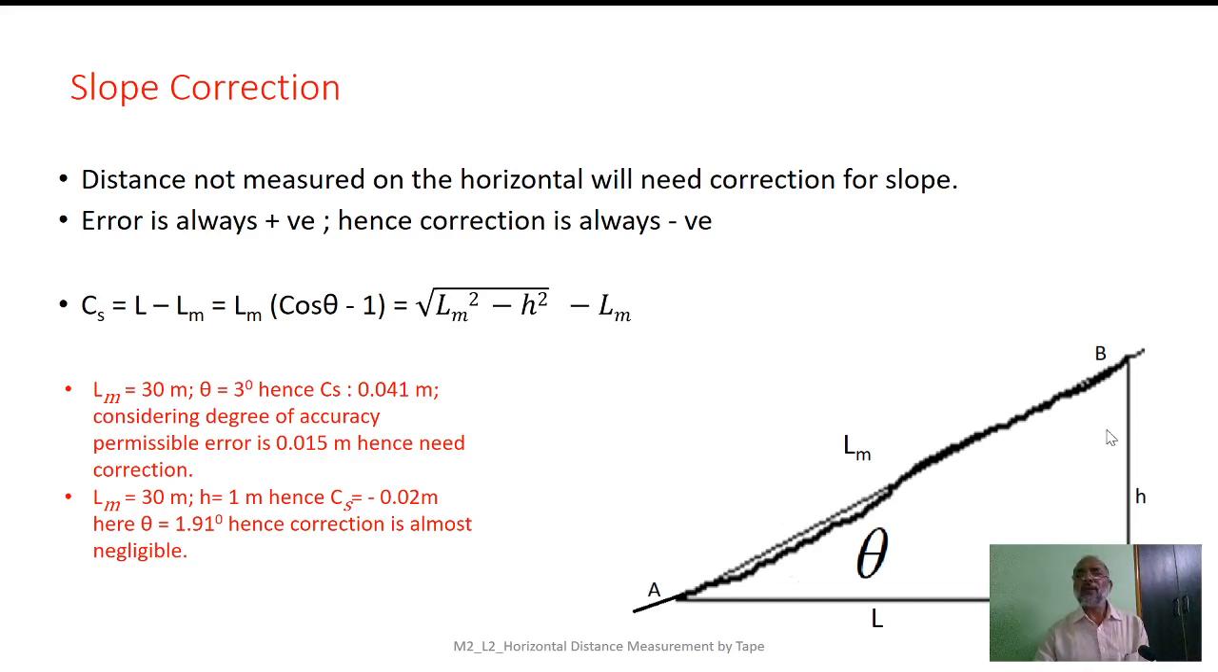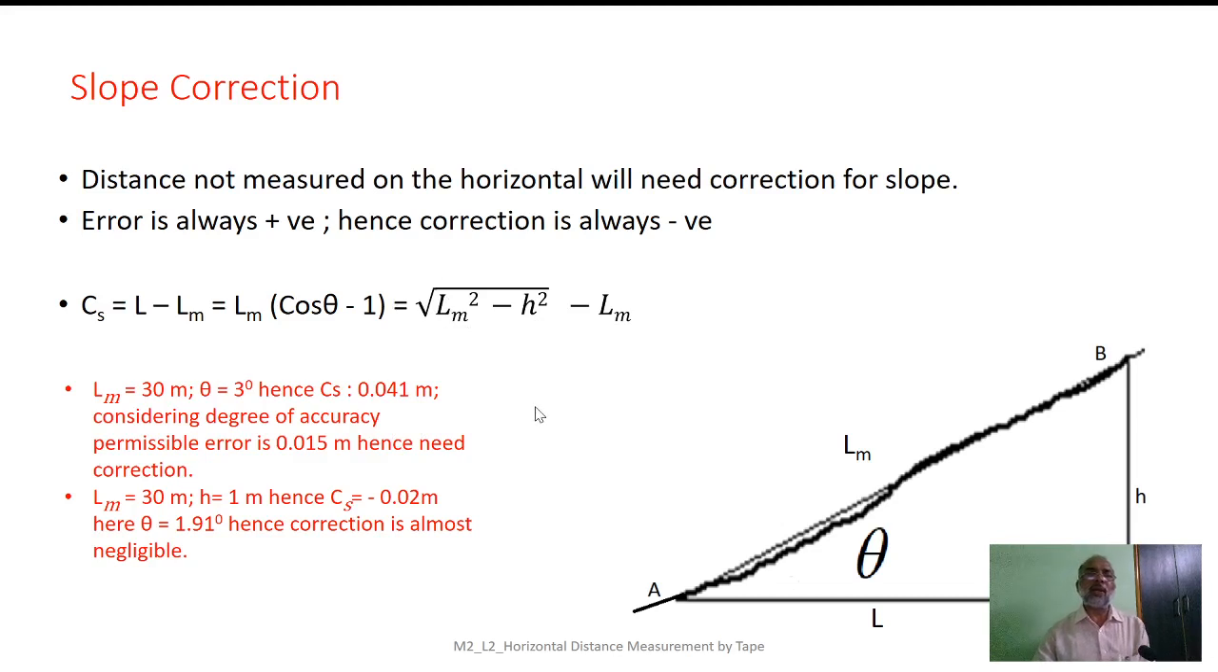Somehow, if you have the difference between the elevations as h, here Lm squared should be equal to s squared plus h squared. So as we use this Pythagoras expression, accordingly we can determine this slope correction as square root of Lm squared minus h squared, minus Lm.